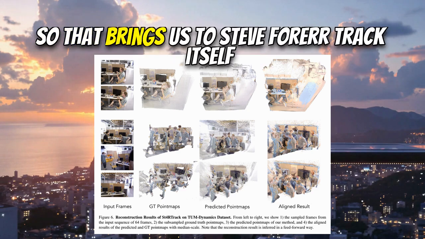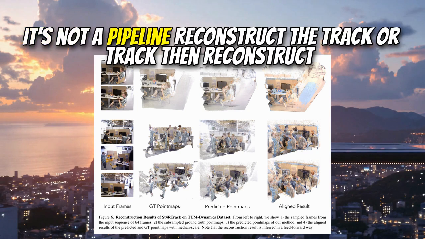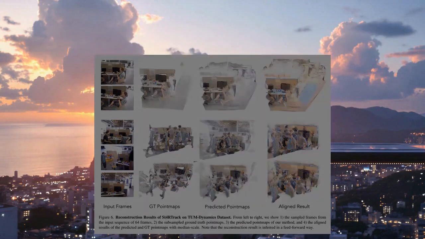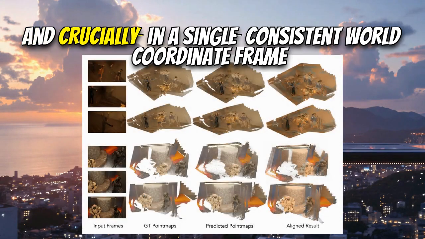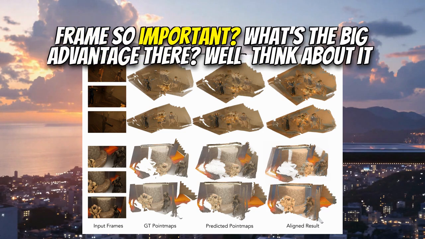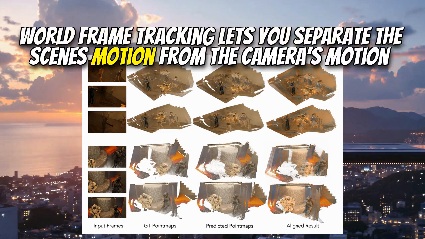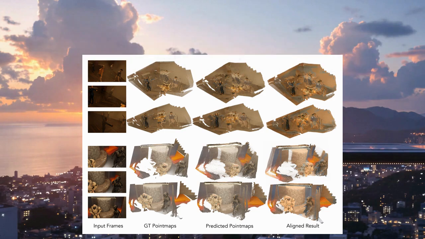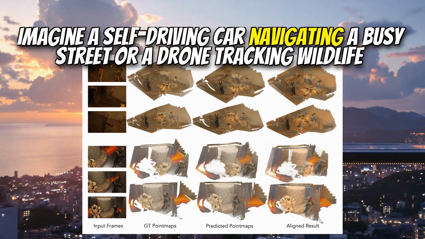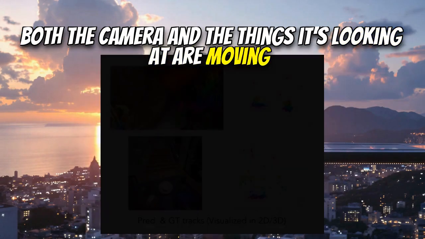Okay, makes sense. So that brings us to St4RTrack itself. You said the keyword is simultaneous? Absolutely. It's not a pipeline, reconstruct then track or track then reconstruct. It's designed to do both at the same time. And crucially, in a single, consistent world coordinate frame. Now, for our audience, researchers, engineers, why is operating in a world frame so important? What's the big advantage there? Well, world frame tracking lets you separate the scene's motion from the camera's motion. Decoupling them. Exactly. Imagine a self-driving car navigating a busy street or a drone tracking wildlife. Both the camera and the things it's looking at are moving. Right.